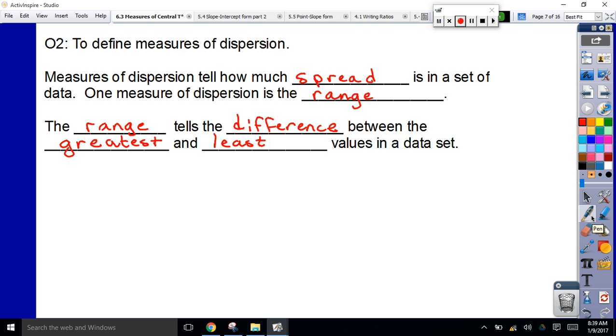When we look at box plots, they also show dispersion because the box, when we make a box plot, we can see the range. We can also see something called the interquartile range. You may remember that from last year. We'll be talking about that quite a bit more this year.